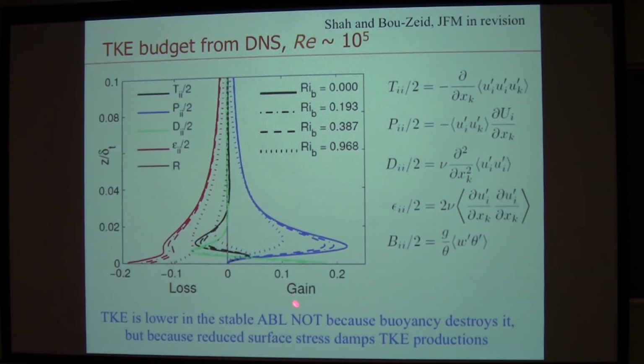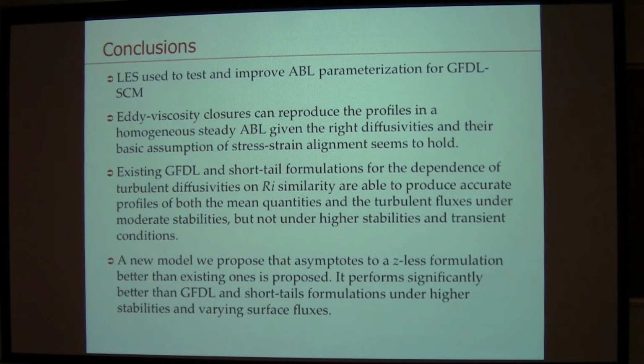But what we observed is that the main reason that TKE is lower in the stable ABL is not because of direct buoyant destruction, but rather because the friction at the surface, u star, decreases, as I showed you at the beginning, because of weaker transport of momentum towards the surface from aloft. So you have weaker transport of momentum, weaker shear, and this weaker shear reduces the shear production of turbulence. So it's really a damping of the production rather than a destruction that explains a lot of the reduction in TKE under stable conditions.